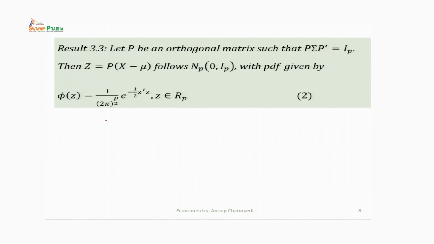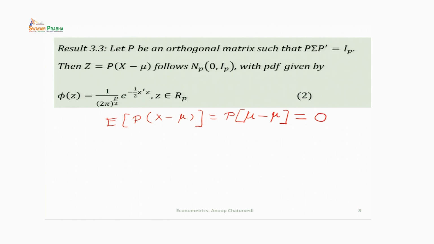of P times (x minus mu), which is equal to P times expectation of x minus mu, which is mu minus mu, and then this is equal to 0.